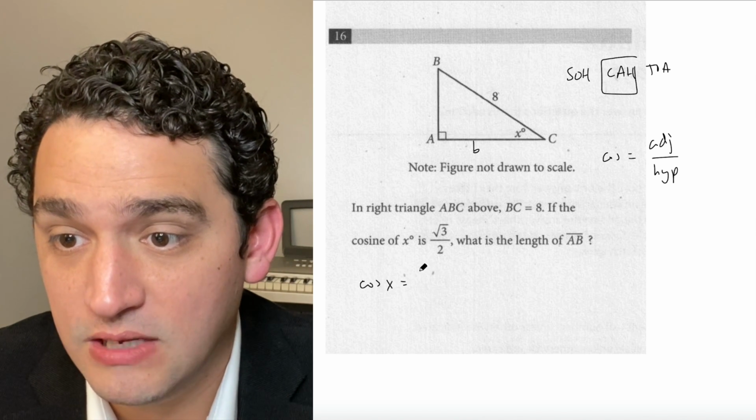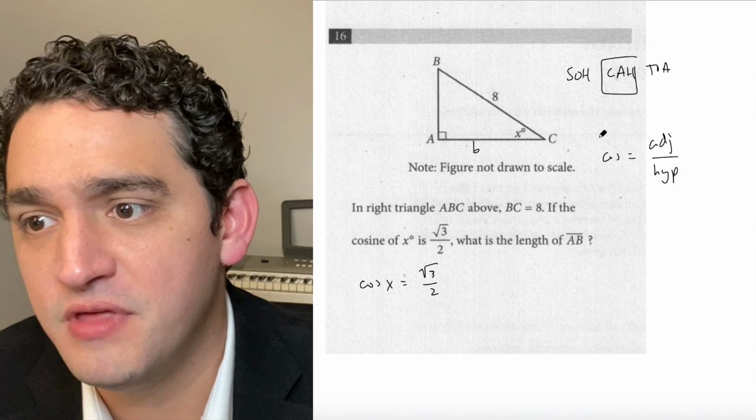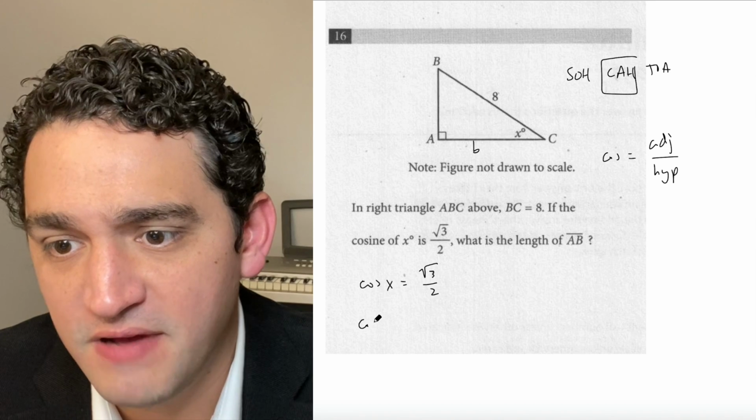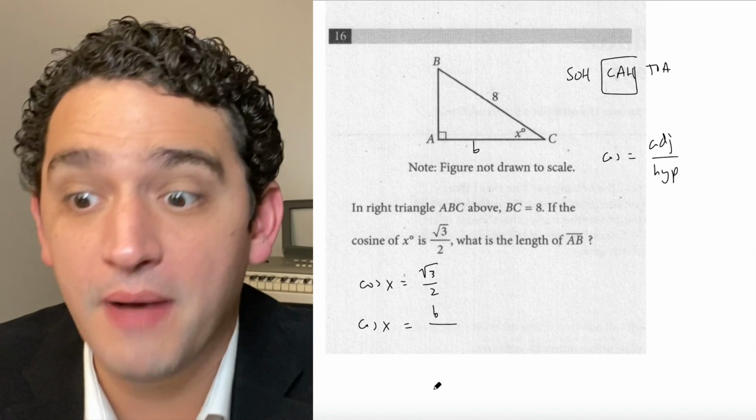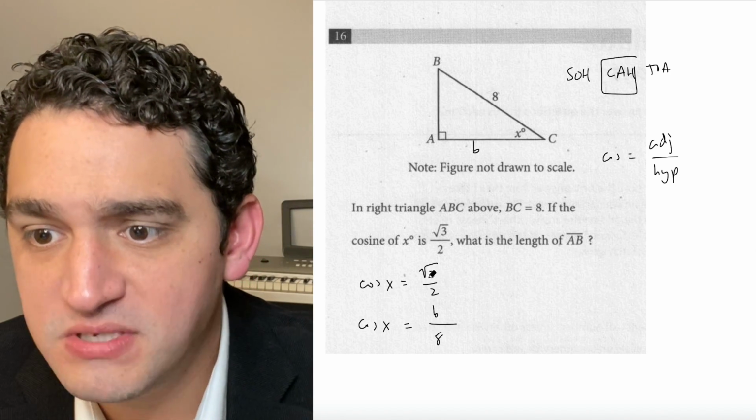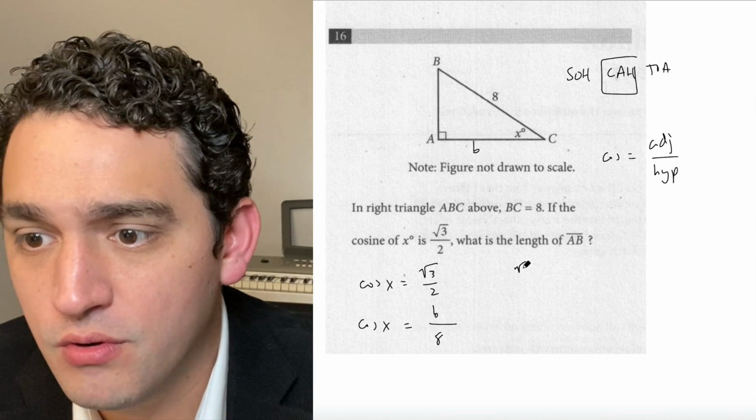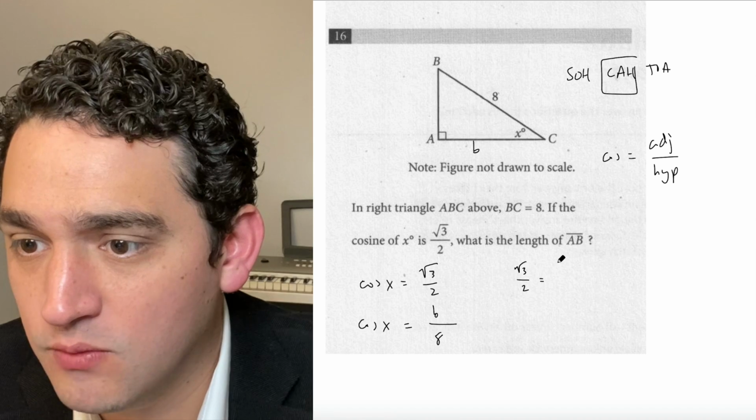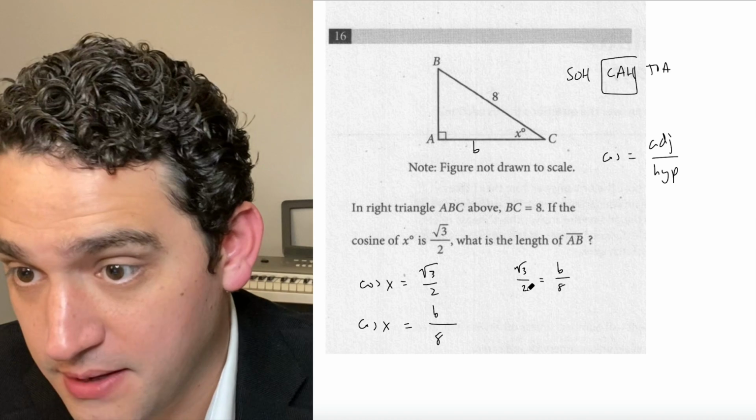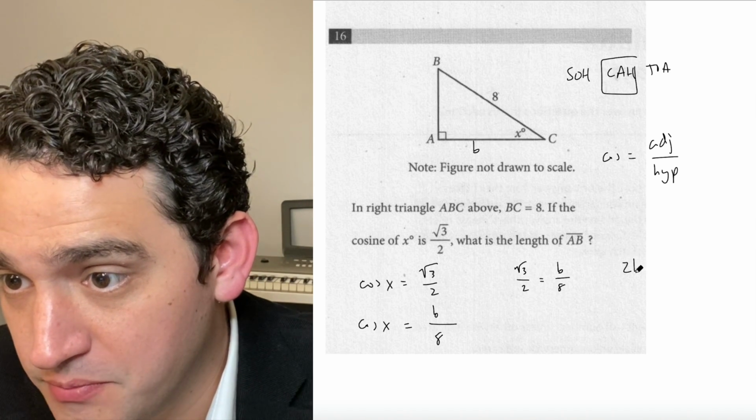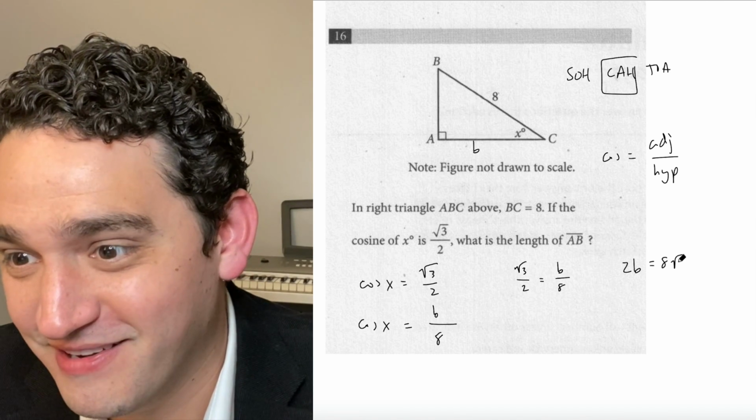Cosine x equals root 3 over 2. We also know that according to this function right here, the cosine of x equals the adjacent side, or B, over the hypotenuse, or 8. Well, since these two are both the cosine of x, they have to equal each other. Let's write that down. Root 3 over 2 equals B over 8. Let's go ahead and cross multiply. 2 times B is 2B. 8 times root 3, well, it's just going to be 8 times root 3.